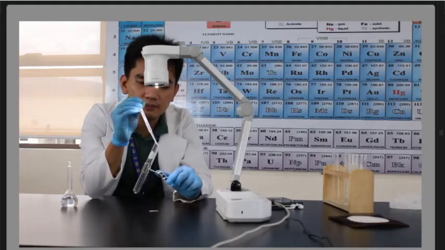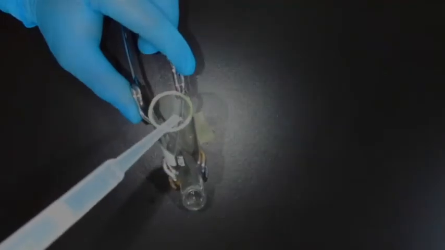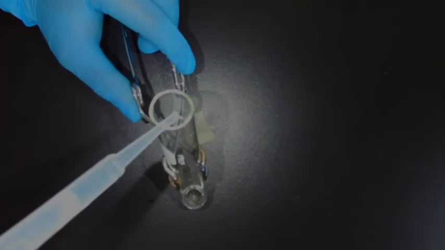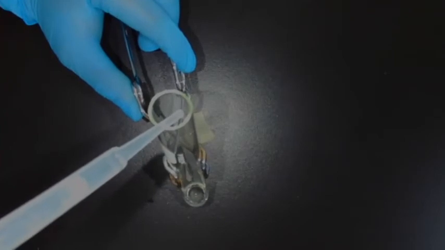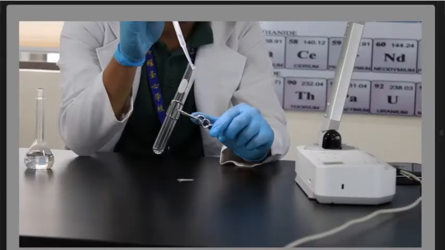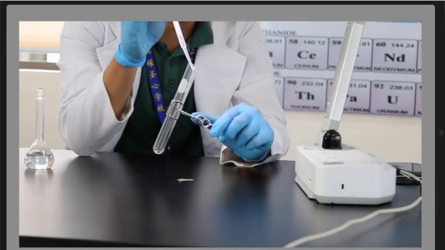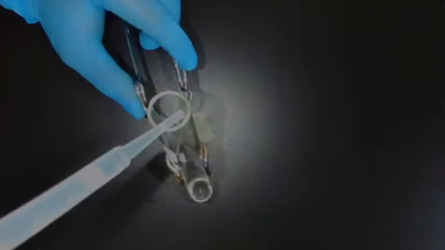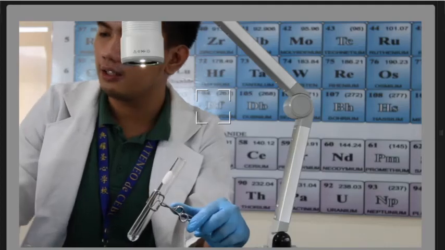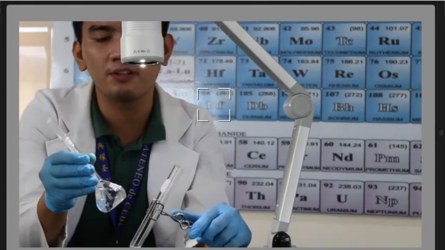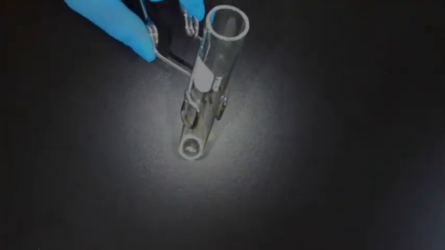So 1, 2, 3, 4, 5, 6, 7, 8, 9, 10, 11, 12, 13, 14, 15, 16, 17, 18, 19, 20. So that's 20 drops of magnesium sulfate. And we're going to place another 20 drops of sodium hydroxide, 0.1 molar.